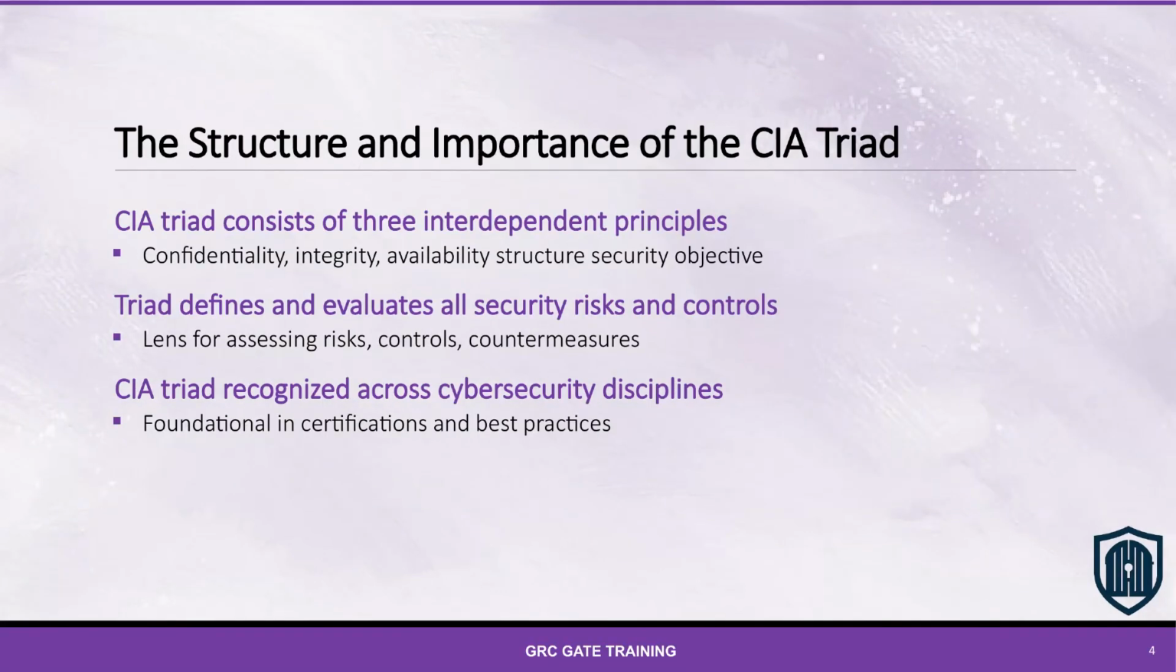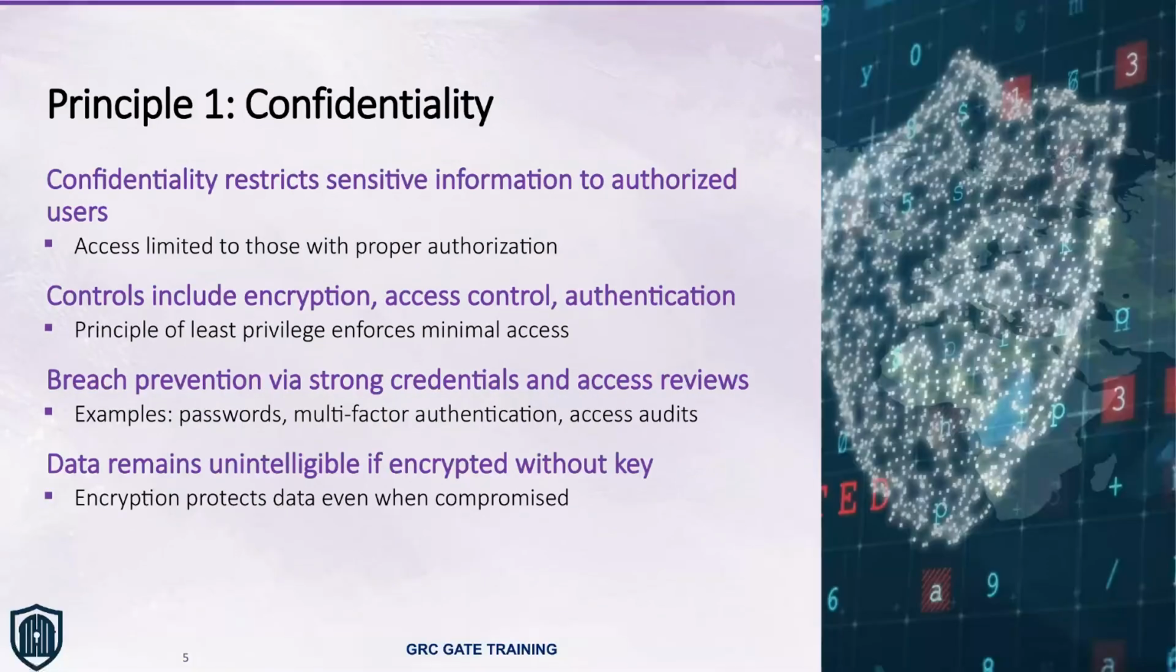The CIA Triad consists of three interdependent principles: confidentiality, integrity, and availability. Together, these principles define the objective of information security and provide a lens through which all risks, controls, and countermeasures are evaluated. The CIA Triad is universally recognized across all cybersecurity disciplines and is a foundational element in every major security certification and best practice framework.